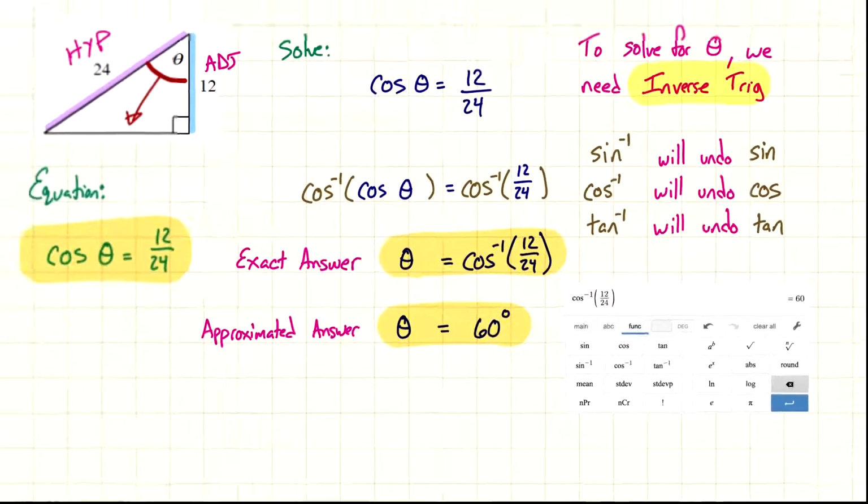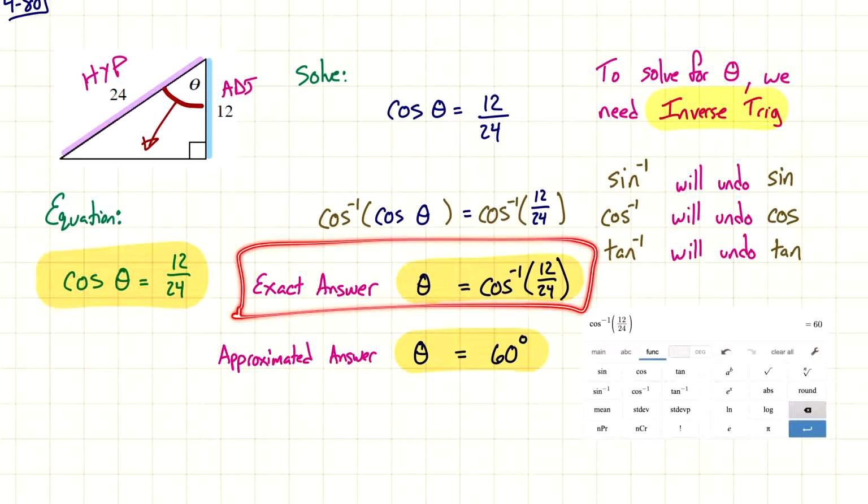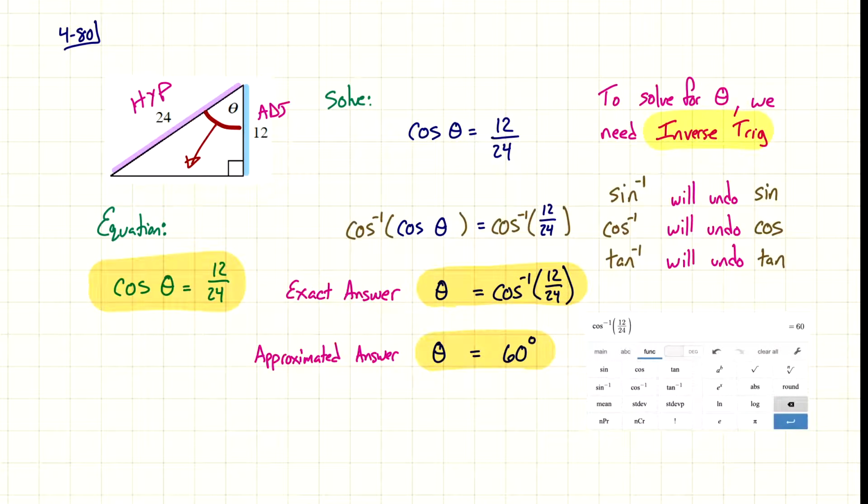So two different answers, two possible answers, and that exact answer means you don't really need a calculator. That's probably the easiest. You just solve for theta, but you still have a trig ratio inside of it. Approximated answer means we're using a calculator to get an actual answer that's easier to understand. All right, so that's pretty much what we need to know how to do.